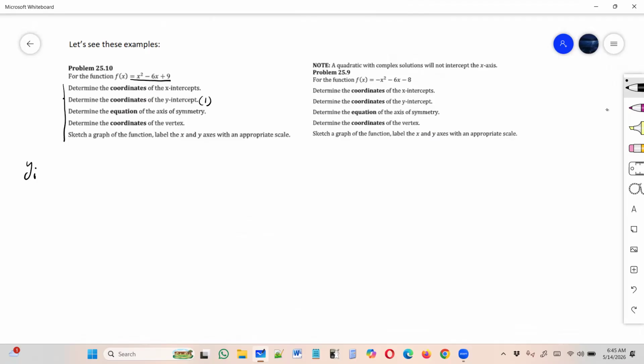So the y-intercept, we find that when we evaluate f of 0. So all I have to do is replace x with 0. So this is 0 squared, minus 6 times 0, plus 9. So this is 0, this is 0, so the answer is 9. But now notice, we want the coordinates. So the coordinates are x equals 0, y equals 9. On the exam, we need to see you write this.